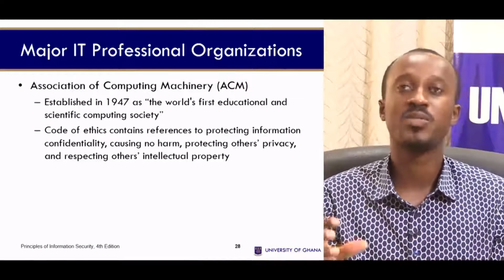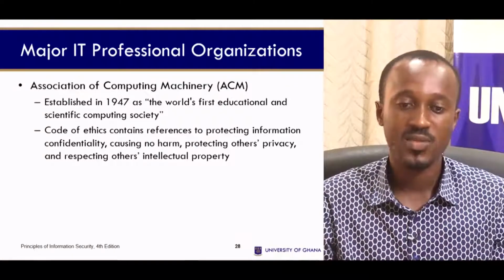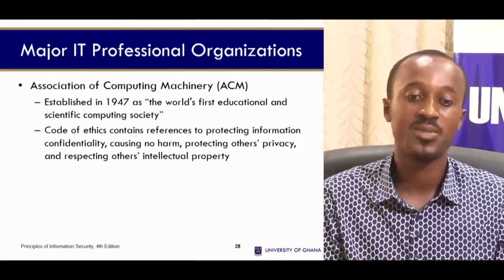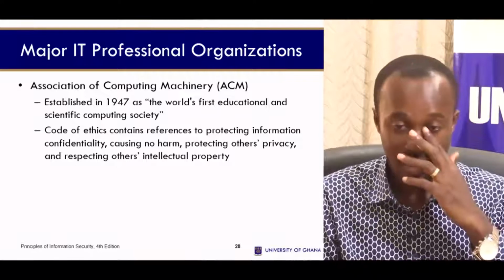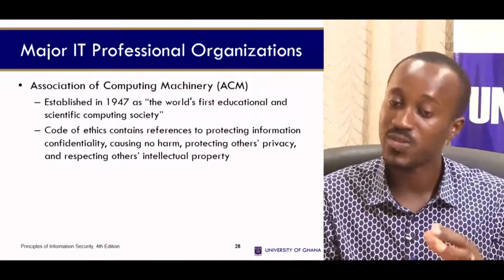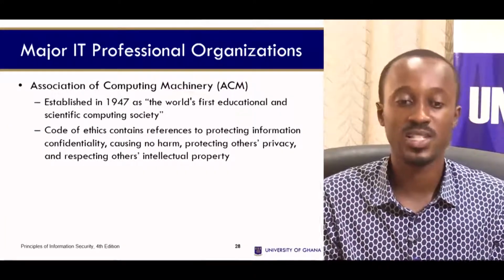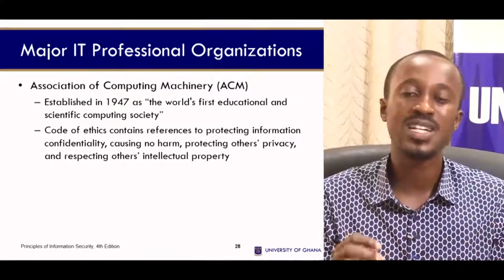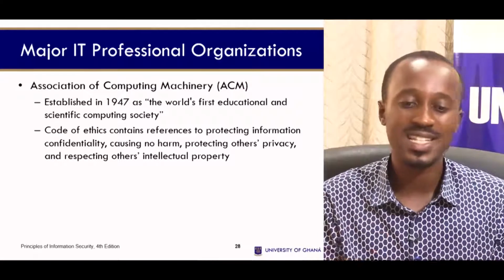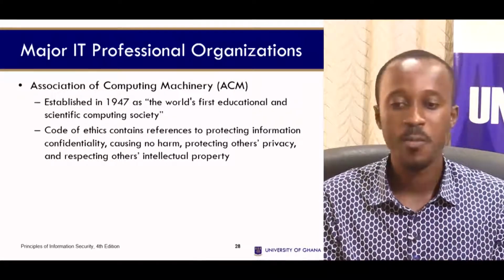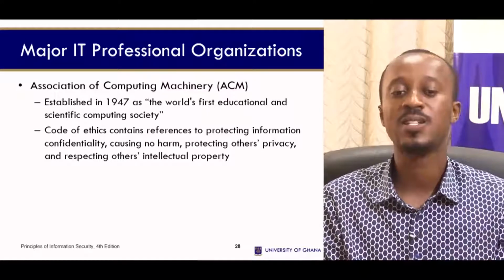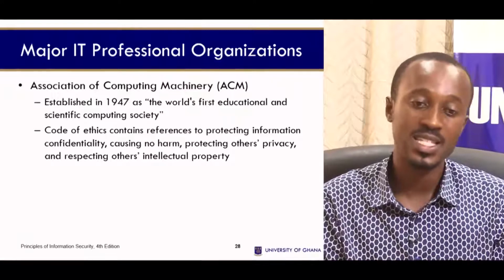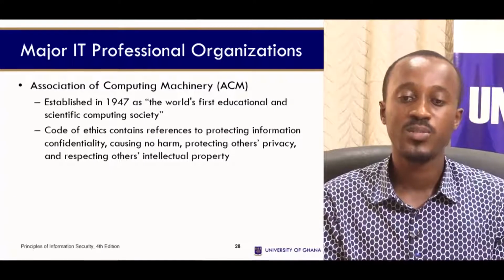Now, the major IT professional organizations. You have an association such as the Association for Computing Machinery, ACM, which was established in 1947, and is the world's first educational and scientific computing society. They have a code of ethics, which contains references for protecting information confidentiality, causing no harm, protecting others' privacy, and respecting their intellectual property. So this is the very first of its kind that happened. That's the ACM, the Association for Computing Machinery.